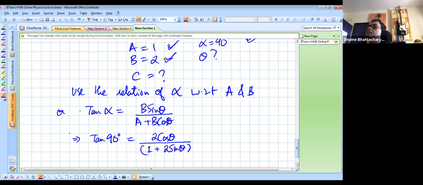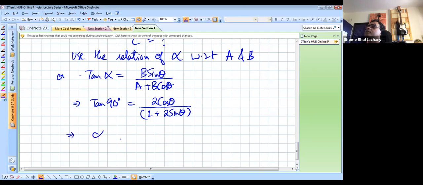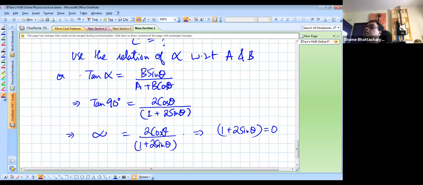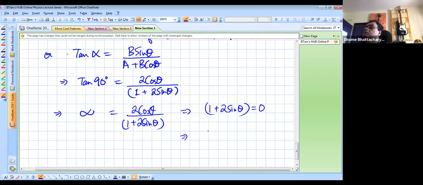Now this is where your maths knowledge becomes very important. What is tan 90? It is an undefined quantity. And what is on the right hand side? It is 2 cos theta upon 1 plus 2 sine theta. So if it is an undefined quantity or tending to infinity, what does that mean? That the denominator must be 0. So 1 plus 2 sine theta must be 0. Okay. So that tells me here that sine theta must be minus half.